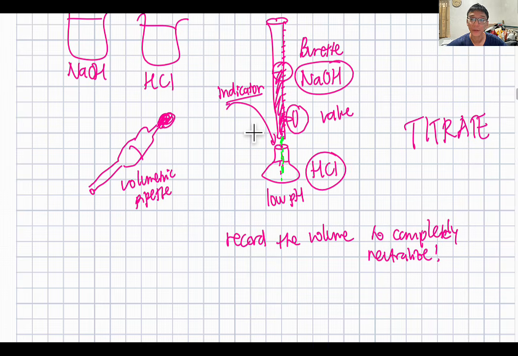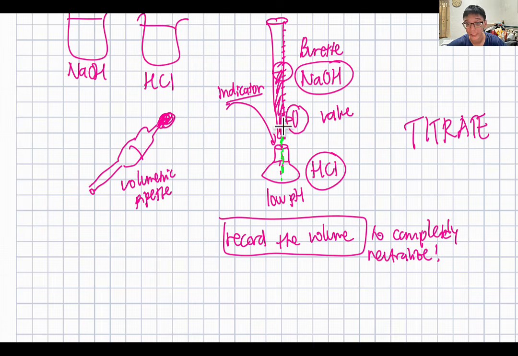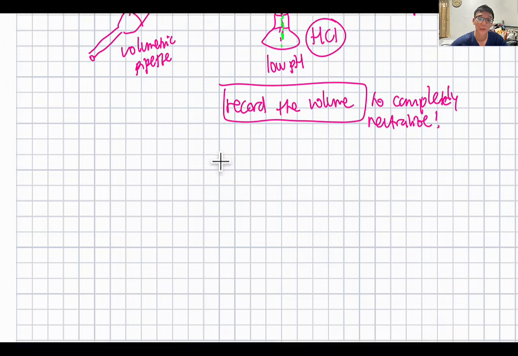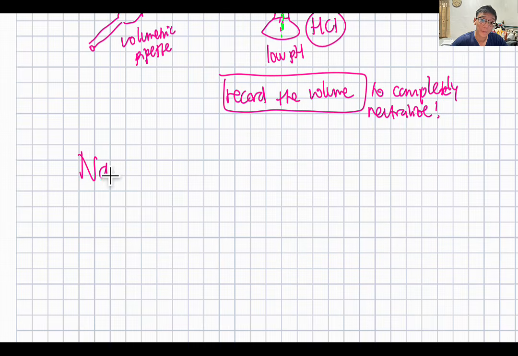Now, you can do it one more time in order to create the salt that you want. But this time, since you already know the volume, now you can do without indicator. So first, just a preliminary trial. You try to find the volume of base that can completely neutralize your hydrochloric acid. But why do we want it to be completely neutralized?